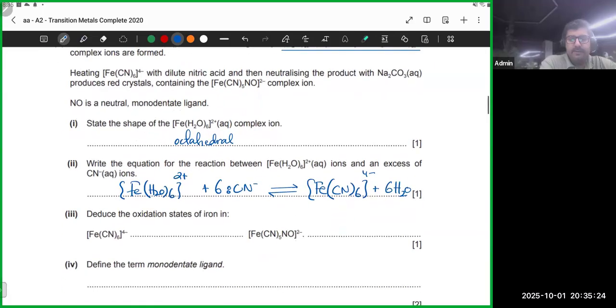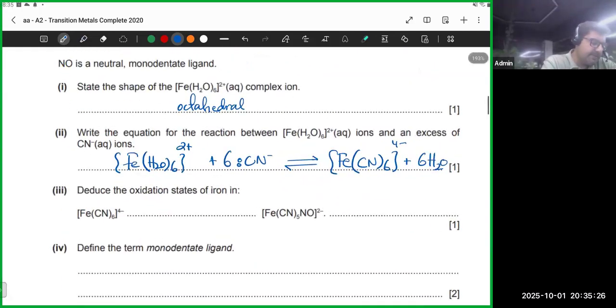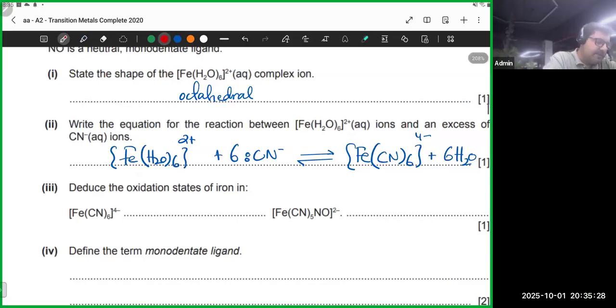Now he's asking, deduce the oxidation state of iron over here, which is going to be the same way as a normal oxidation state. CN, you know, is -1. So that's times 6, and the total charge is -4. If you solve for this, take the -6 to the other side, it's going to come out to be +2.